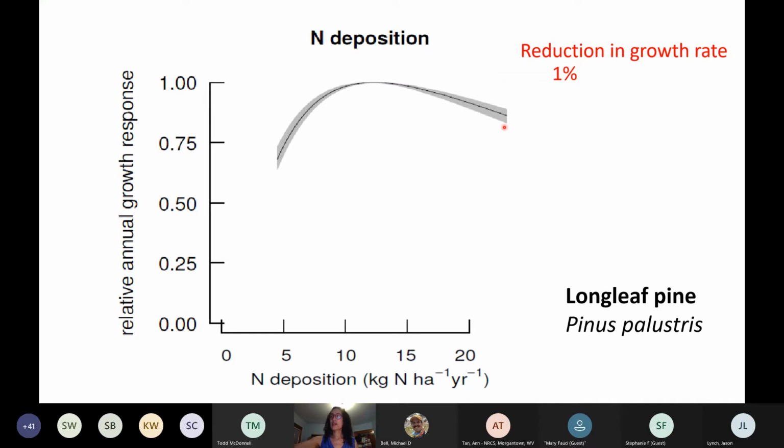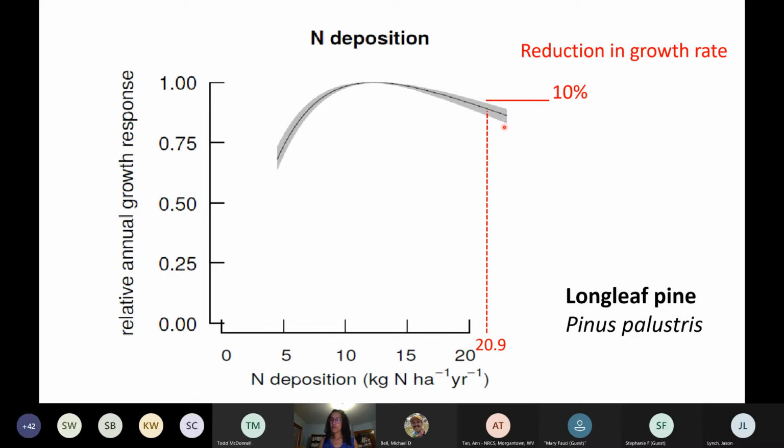Okay, so we can identify the deposition which is responsible for different levels of reduction in growth. With a 1% reduction in growth, the deposition would be 14.5. For a 2% reduction in growth, the deposition would be 15.5 kilograms per hectare. For a 5% reduction, it would be 17.8, and for a 10% or more decrease in growth, it would be 20 kilograms per hectare. So these are pretty high levels of deposition, but I just wanted to show it to you on a curve that would be kind of easy to see.